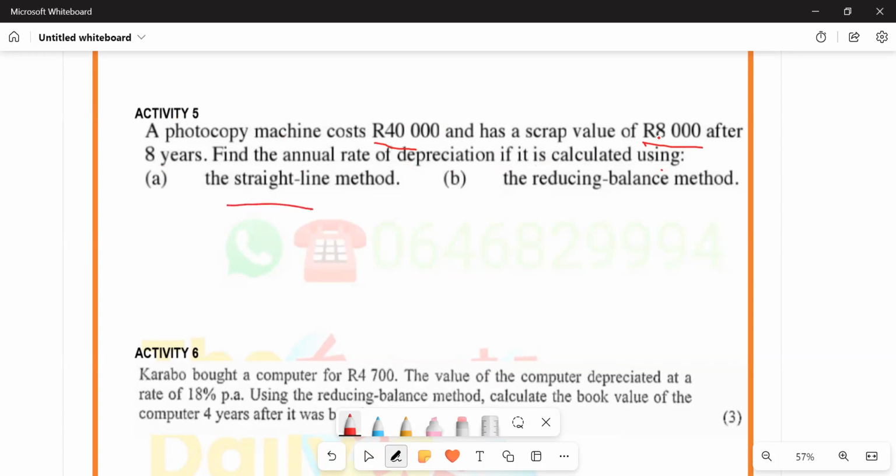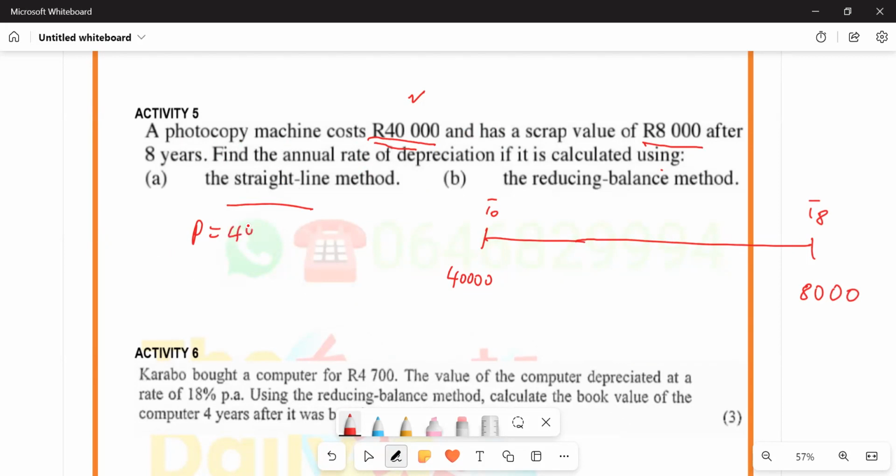So let's collect the data here. What do we have? What is this 40,000 here? It's P, because they say a photocopy machine costs 40,000. Currently it costs that at T0. We can say the machine costs 40,000. And then they say the scrap value after 8 years. So if we go to T8, this is going to be costing how much? 8,000.